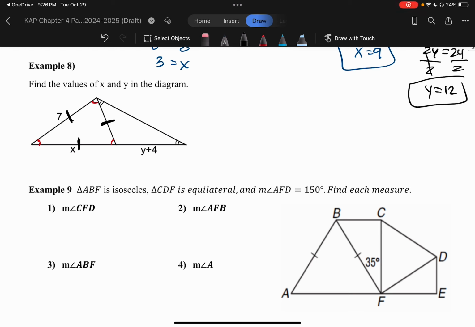Okay, so it said solve for x and y in the diagram. Well, if this side right here is represented by 7 and it's congruent to this bottom side, then that means x must also be 7. This would imply x has to be 7. Okay, what you have to do now is find y.